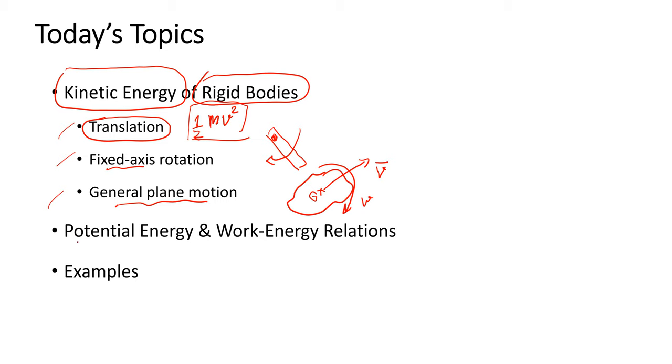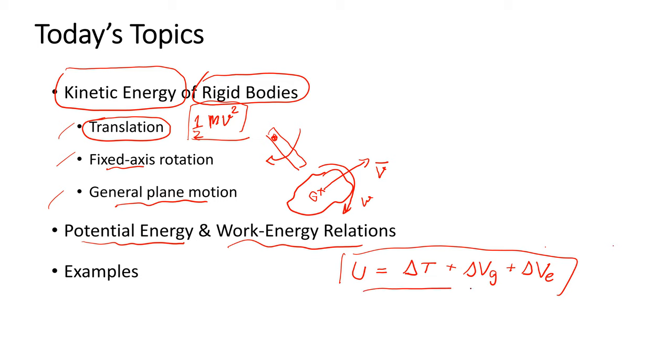And for potential energy, we still don't have any change compared to the particle, so we just review the concept. The work-energy relationship: the work done by non-conservative force is equal to the change in kinetic energy, the change in gravitational potential energy, and the change in elastic potential energy. We can still apply this work-energy relationship in the case of a rigid body, but this one, the kinetic energy, needs to be considered in more detail for the effect of the rotation.